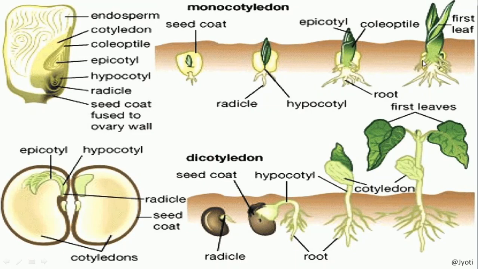So then it grows into a plant. This is the first leaf. Okay. So this is the first leaf. So the first leaf is only one. Only one first leaf is there. So it is called the embryonic leaf, and that's why it is monocotyledon.